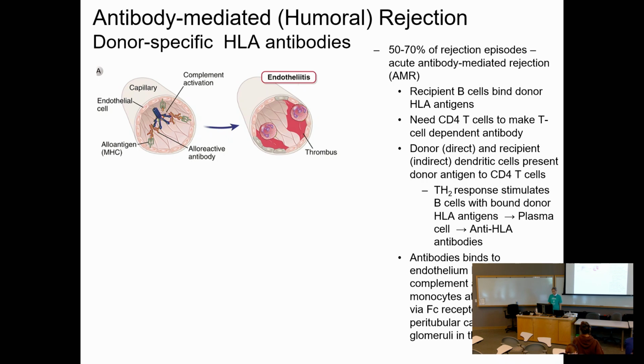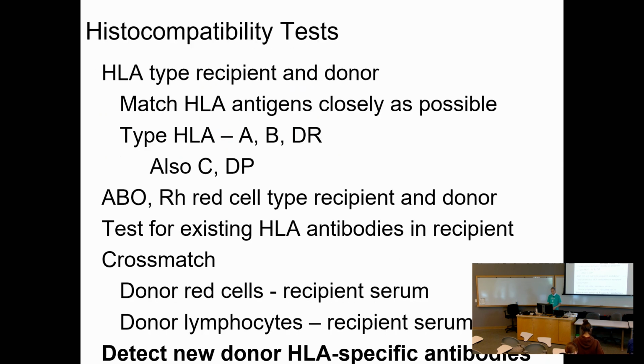So again, the same as in hyperacute rejection, antibody-mediated rejection is donor-specific antibody adhering to HLA antigens on the endothelium, causing thrombosis and endotheliitis. Neutrophils marginate, come out, cause inflammation. So one of the tests we can do in the lab is to detect new donor HLA-specific antibodies.